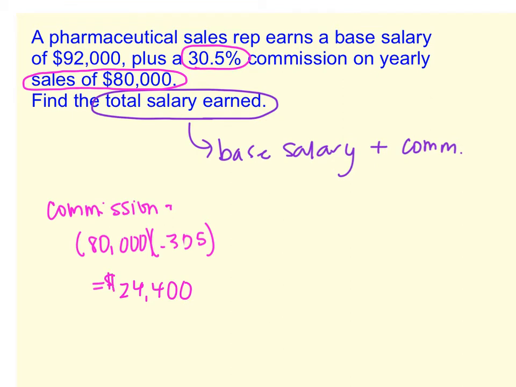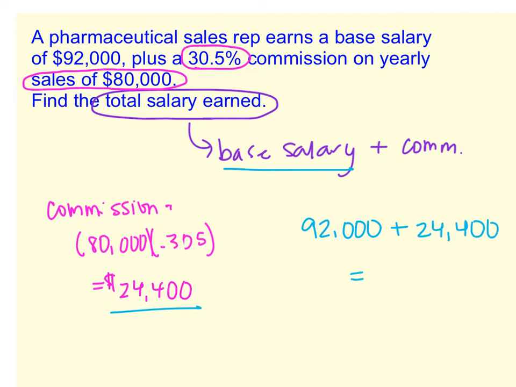So how do we find the total salary? We're going to take the base salary, which was $92,000. That's what this person is earning. And on top of that, they get the commission. So we add in that commission that we just found, the 24,400. And the answer to the question is we add those two together and we get $116,400. So that is the total salary earned.